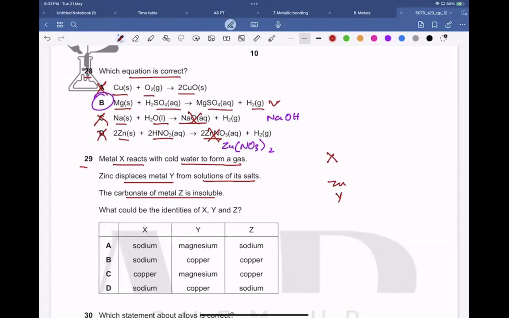And what could be the identity of X, Y, and Z? X is reacting with cold water, so X can be sodium, not copper. Y is below zinc, so C goes wrong. If Y is below zinc, Y cannot be magnesium, Y can be copper. Then Z has an insoluble carbonate, but sodium has a soluble carbonate because all group 1 compounds are soluble, so D goes wrong as well. So we are left with option B only, so B is the correct answer. Is this clear to all of you? If any one of you has any confusion, please ask.